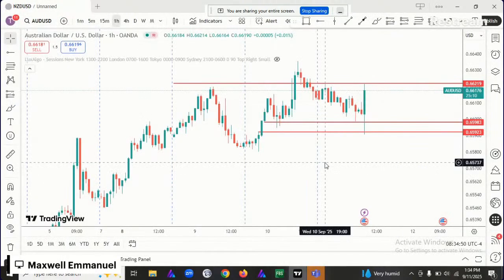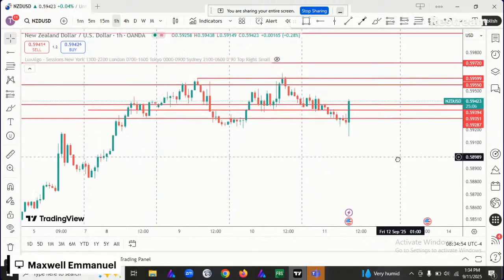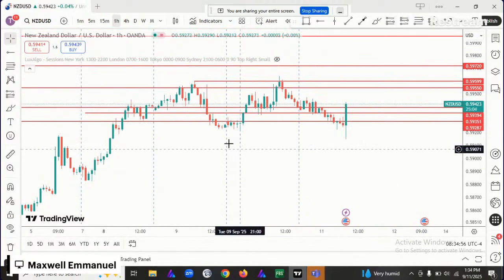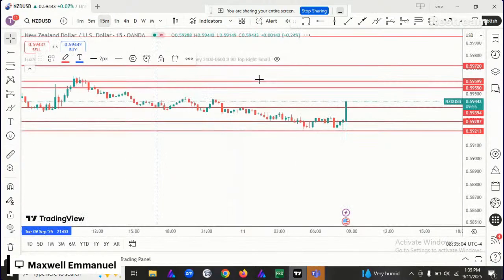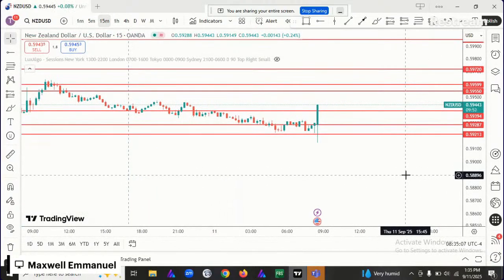Let's see NZD/USD. Same thing on NZD/USD. They've swept the liquidity residing at this low. So if you want to buy, patiently wait for retracement. Don't jump in and start buying. Wait for retracement. If you rush it, you will crash. Stay calm, okay?